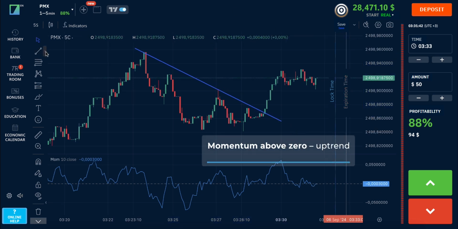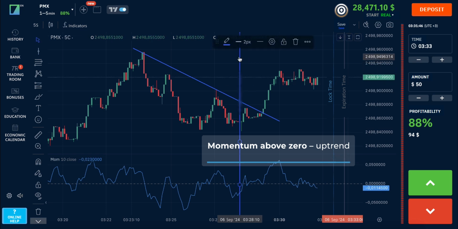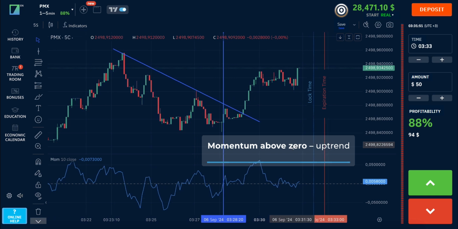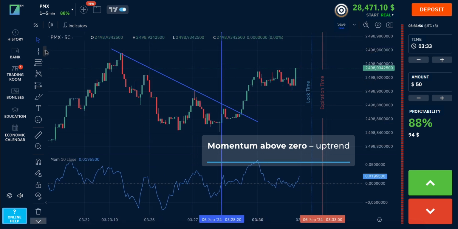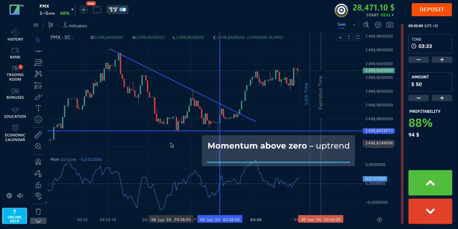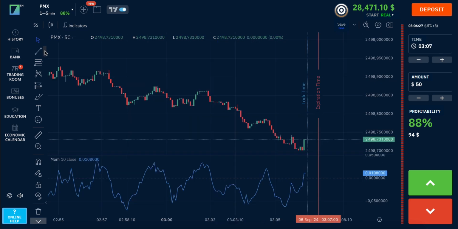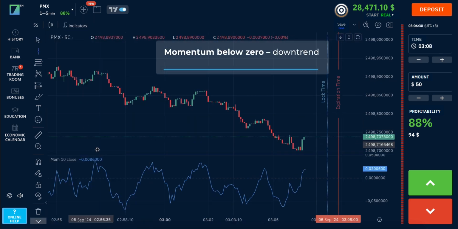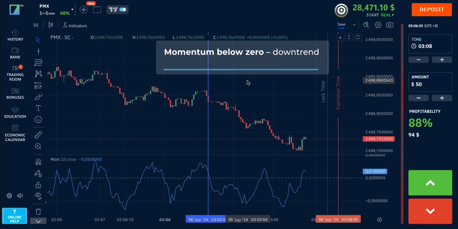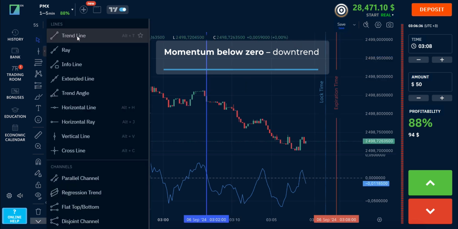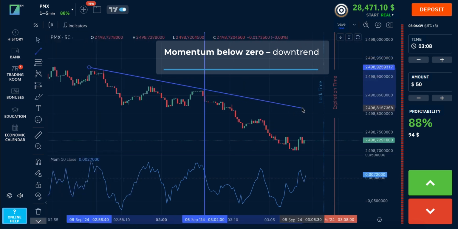If the momentum crosses the zero line from bottom to top and stays above it, this means the price is rising faster than it was a certain number of periods ago, indicating a strong uptrend. In this example, we can see that the price chart has stopped near a strong support level, and the indicator is ready to settle in the positive zone, meaning above zero. This marks the beginning of an uptrend. If the momentum curve crosses the zero line from top to bottom and enters the negative zone, meaning below zero, this could signal the start of a downtrend.